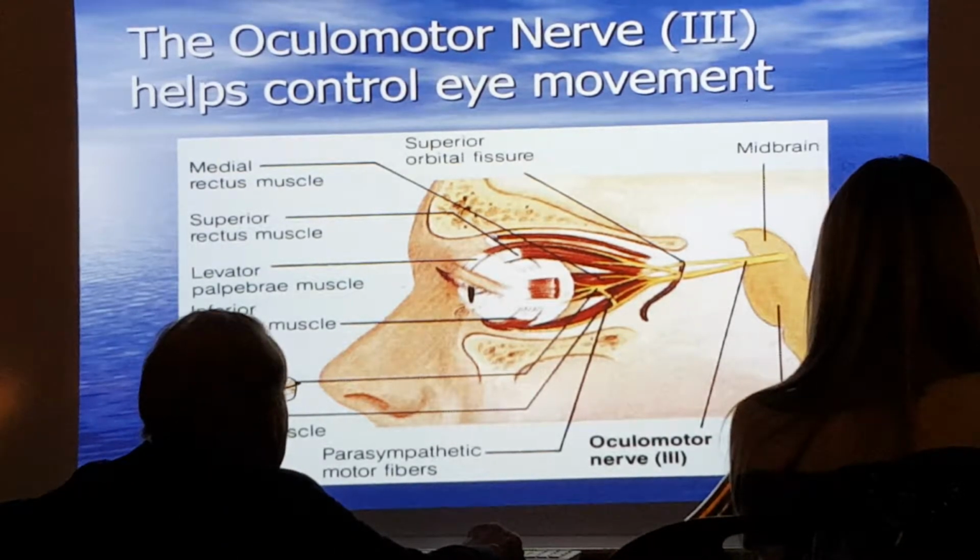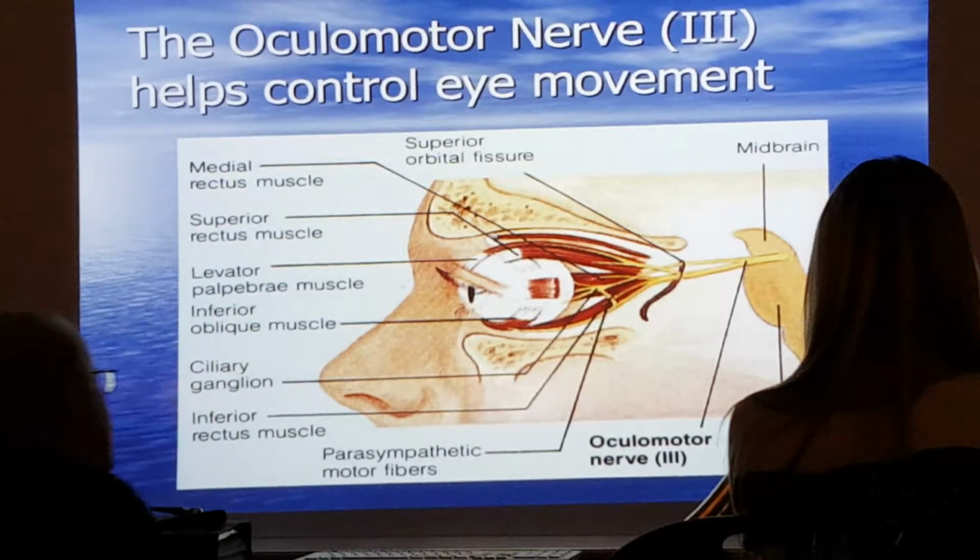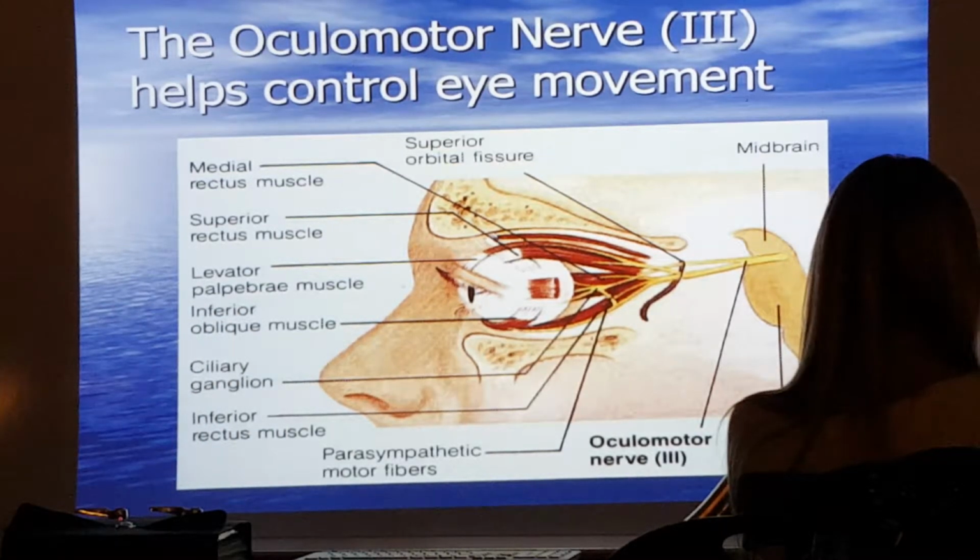Which one would you lose to have a lazy eye? It depends on how the eye's lazy. I mean, what direction is it pointing? So my son has strabismus and he had a deformed optic nerve and his eye went that way. Would it be that nerve? It would probably be a problem with, sounds like oculomotor to me.